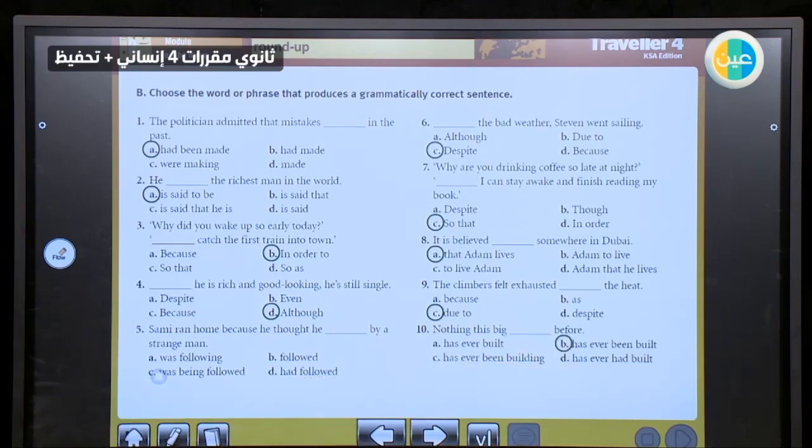That's all about module 2. You can go to the grammar reference on pages 77 and 78.